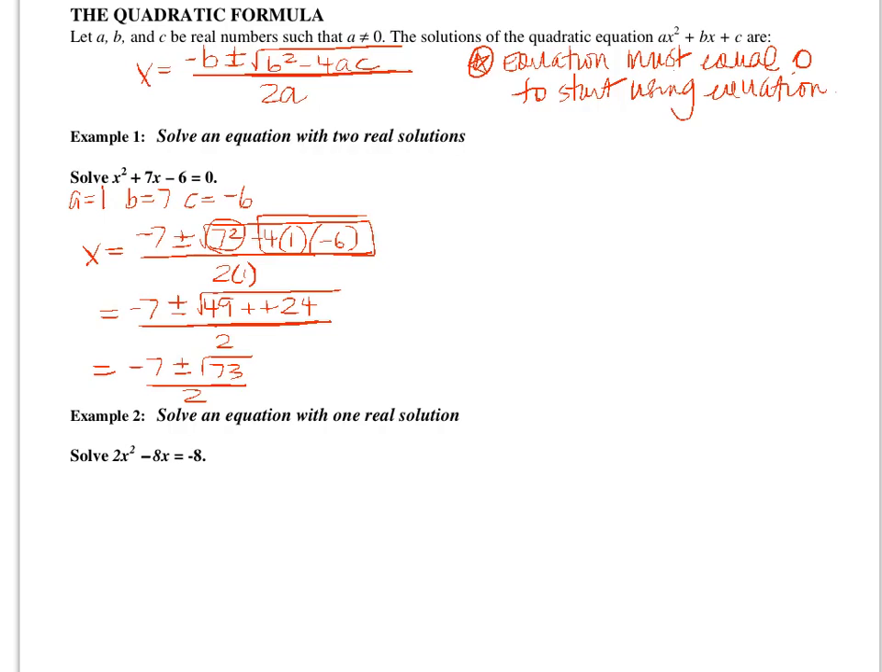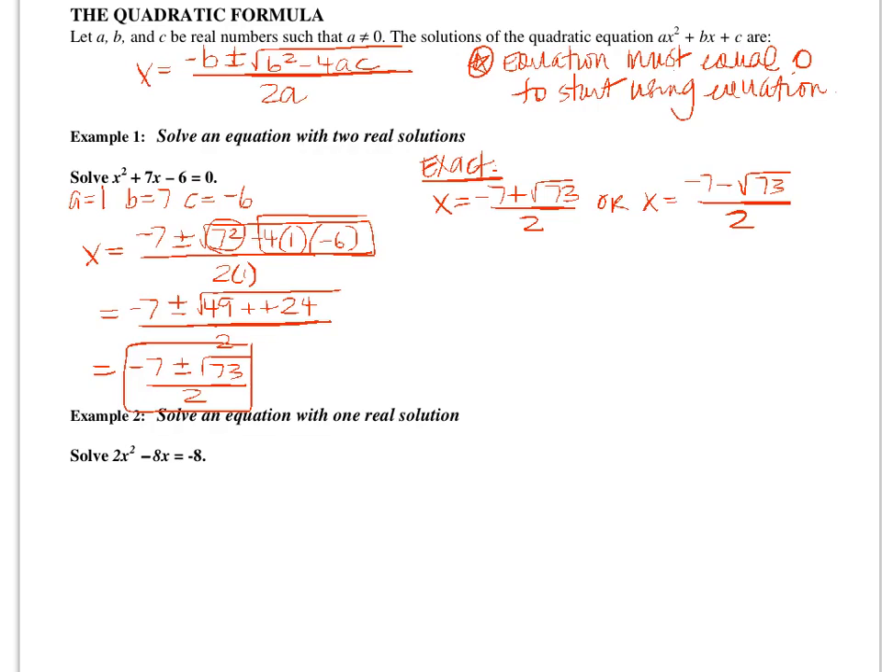Now, 73 is something that we're going to try and break down like we did in section 4.5. The problem is 73 can't be divided by one of those perfect squares like 1, 4, 9, 16, 25. And so, we're looking at these two answers. The problem is we don't know exactly what they look like. So if I were to ask you for exact answers, you would have two. The first one is negative 7 plus the square root of 73 all divided by 2. Or the second one is negative 7 minus the square root of 73 all divided by 2.